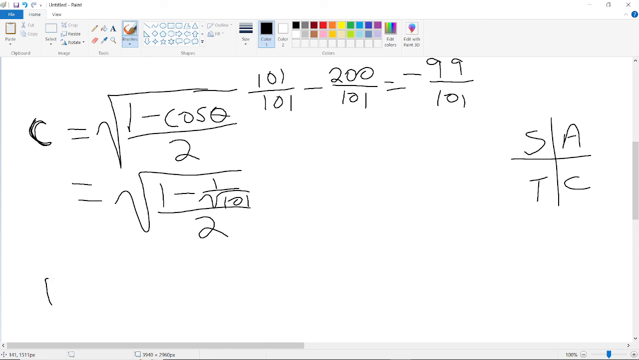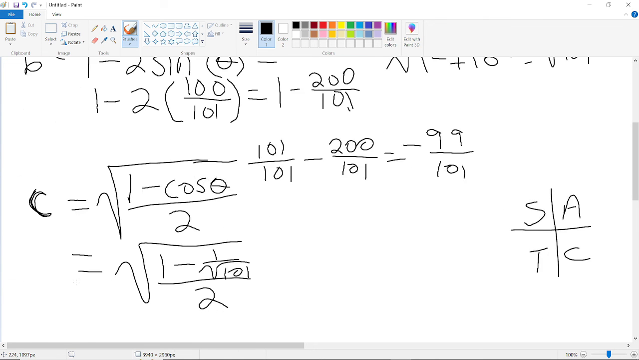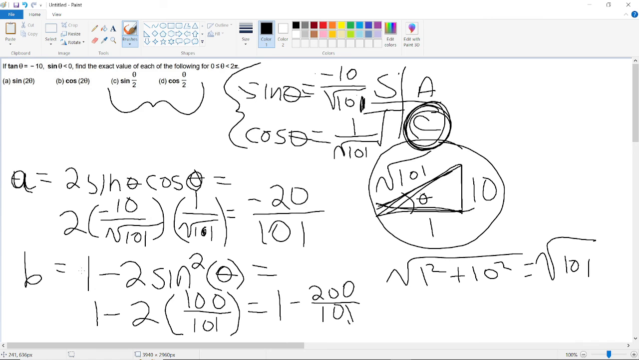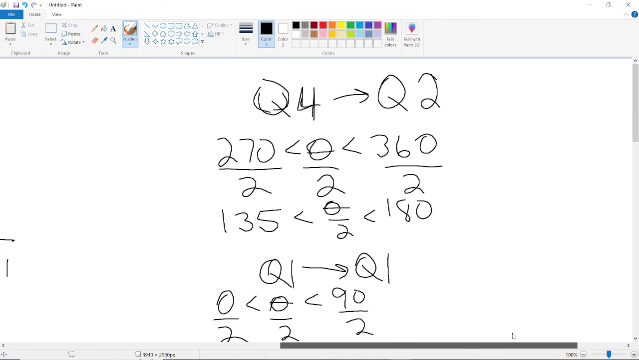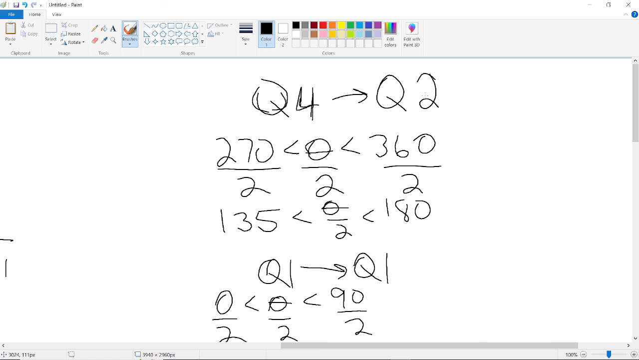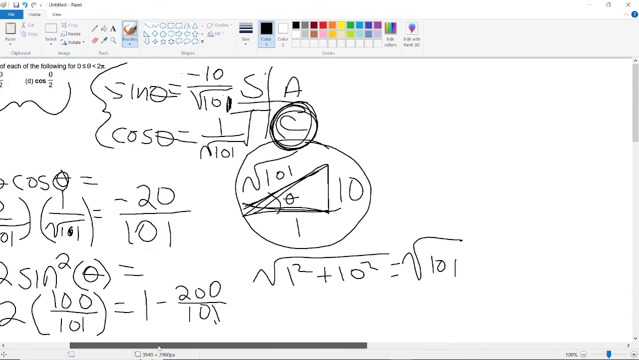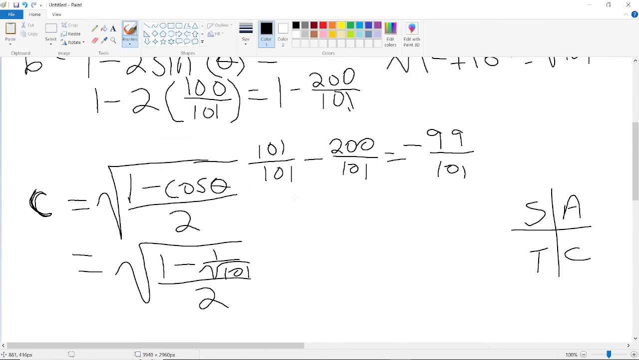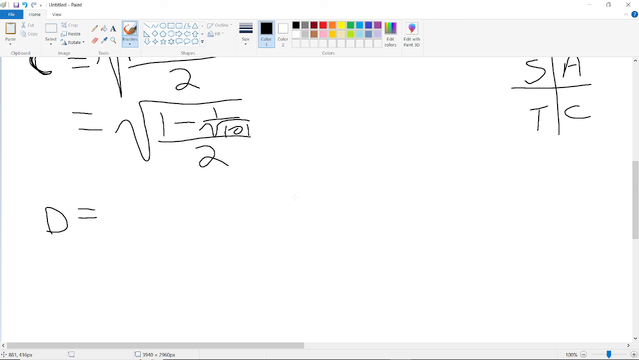All right, D. Now remember, D is the cosine of theta over 2, and we have determined that since it starts in the fourth quadrant, if you don't have this list memorized, let me go back to this list. If we're in the fourth quadrant, the half angle is in the second quadrant. So in the second quadrant, cosine is negative. So this is going to be the negative square root.